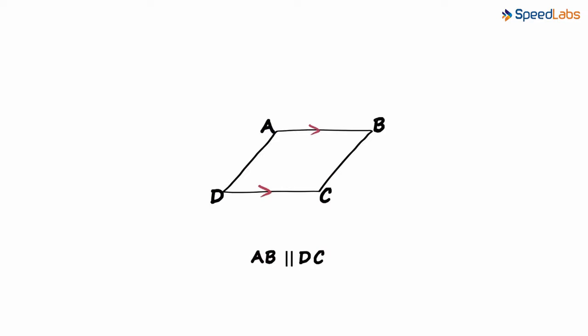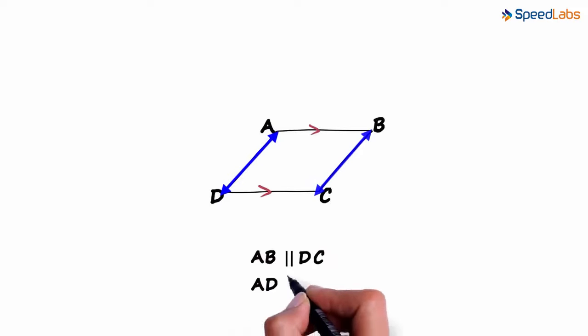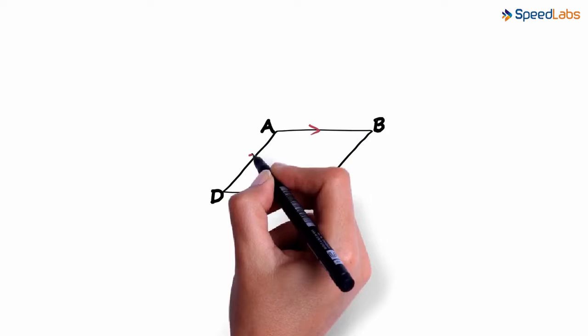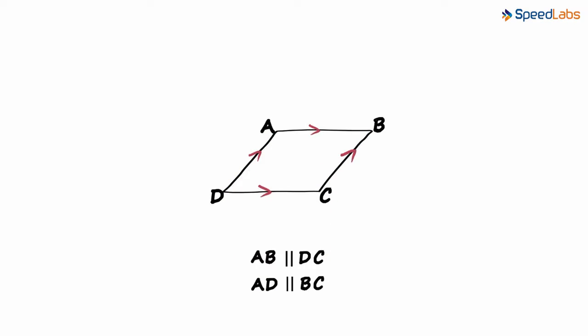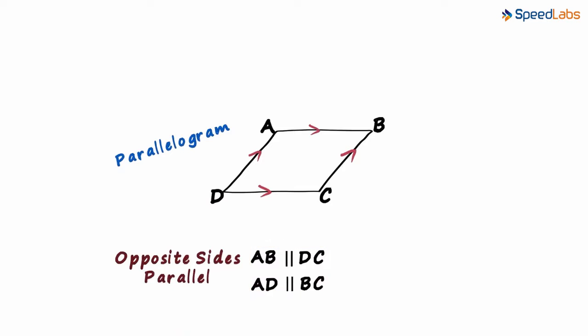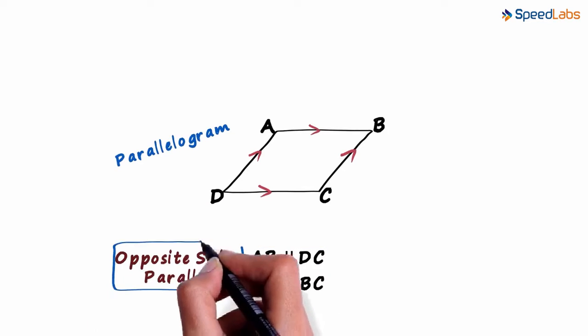The second pair of opposite sides is AD and BC. We can also see that AD is parallel to BC. So we draw arrows like this. Such quadrilaterals are called parallelograms. Both pairs of opposite sides are parallel. This was the basic property of a parallelogram.